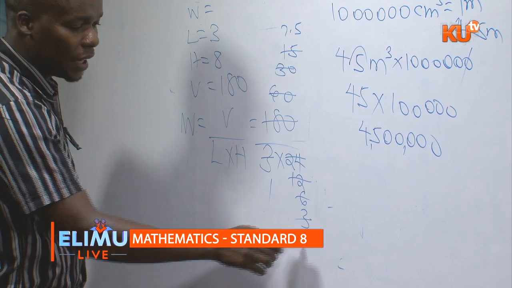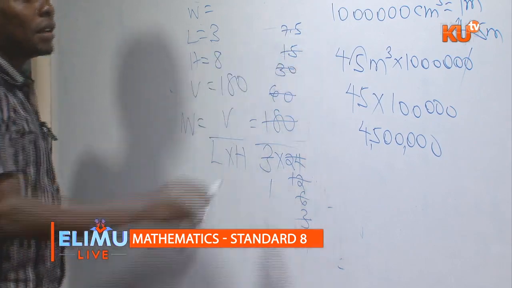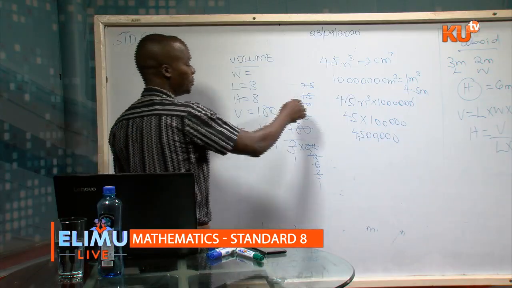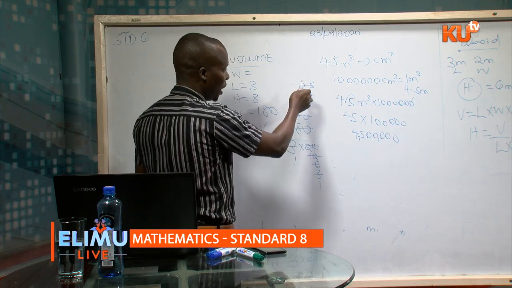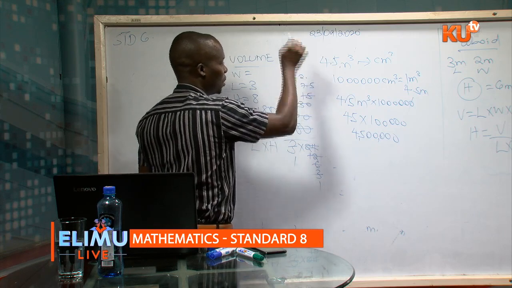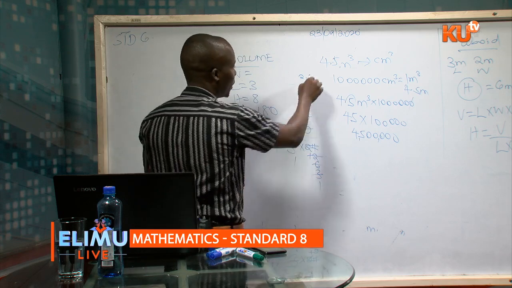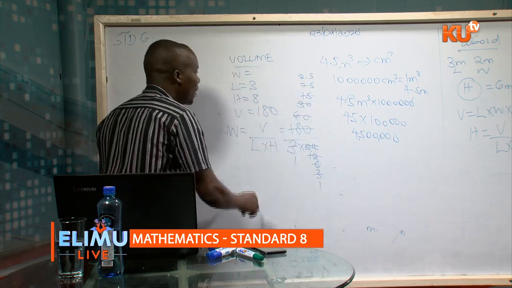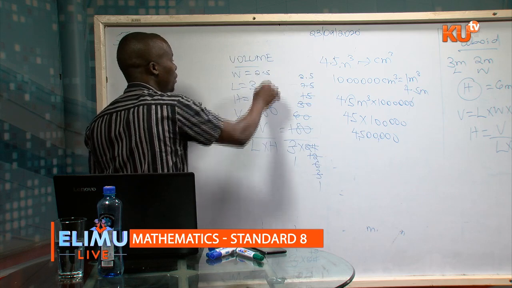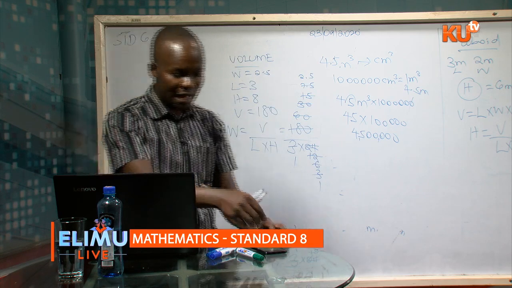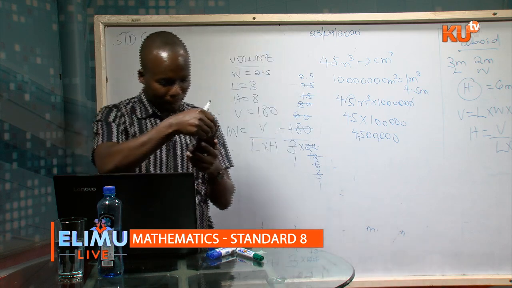And then 3 ones, 3, 7.5 will give us now 3 into 7.5, that is 2. Then we have 1 left. Into 15 mara ngapi? 5. So we'll have it as 2.5. I hope you answered.